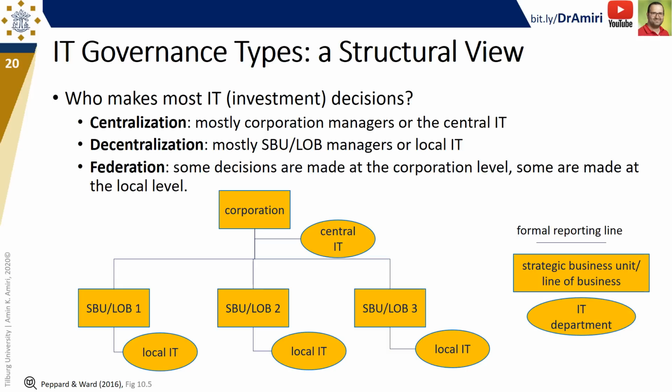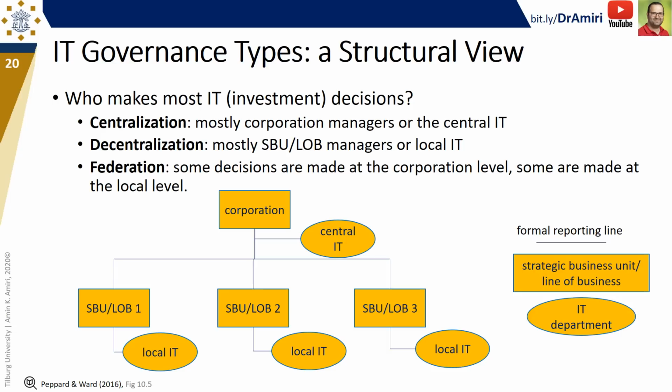Samsung has, at the corporation level, several corporation managers, and in that level, we can have a central IT department who reports to the corporation. But Samsung can have several strategic business units as well, or lines of business, like Samsung Mobile, Samsung house appliances, house fridges, for example, and so on and so forth. So there are different strategic business units, and each of these strategic business units, lines of business, can have their own IT departments as well. We call them local IT.